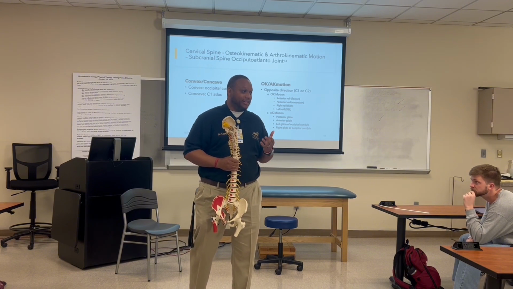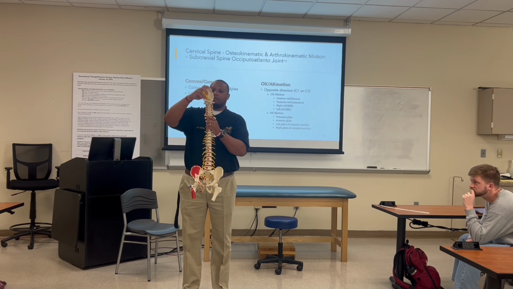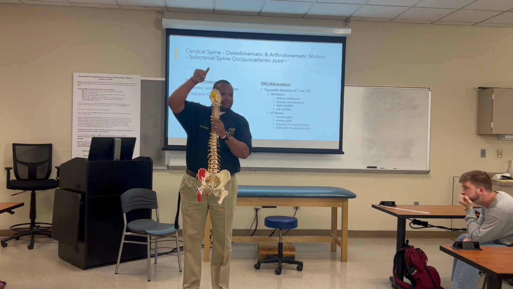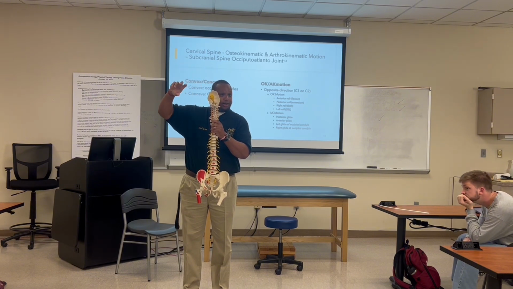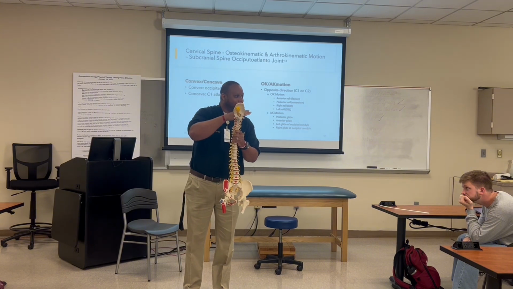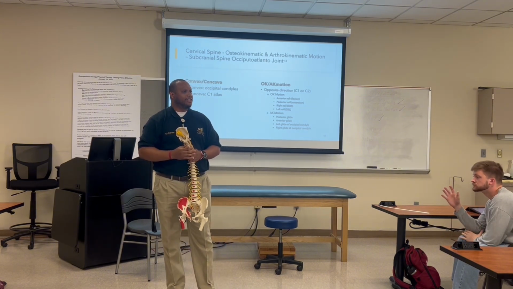Now, if I do subcranial side bending to the left, I get a right glide of CO on C1, right? But what is C1 going to do? It's going to glide to the left because it's following the head. The atlas is following the head.